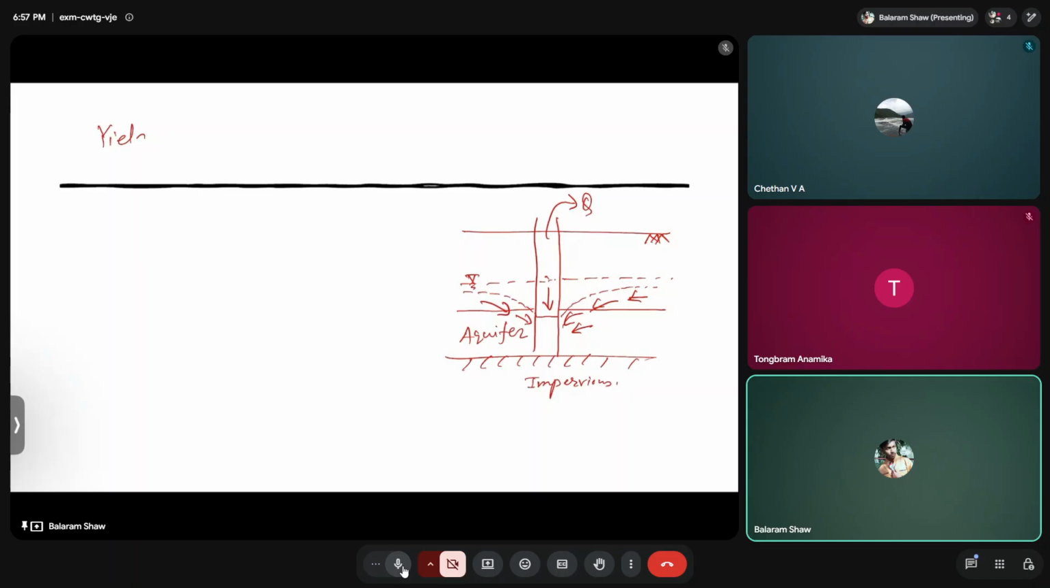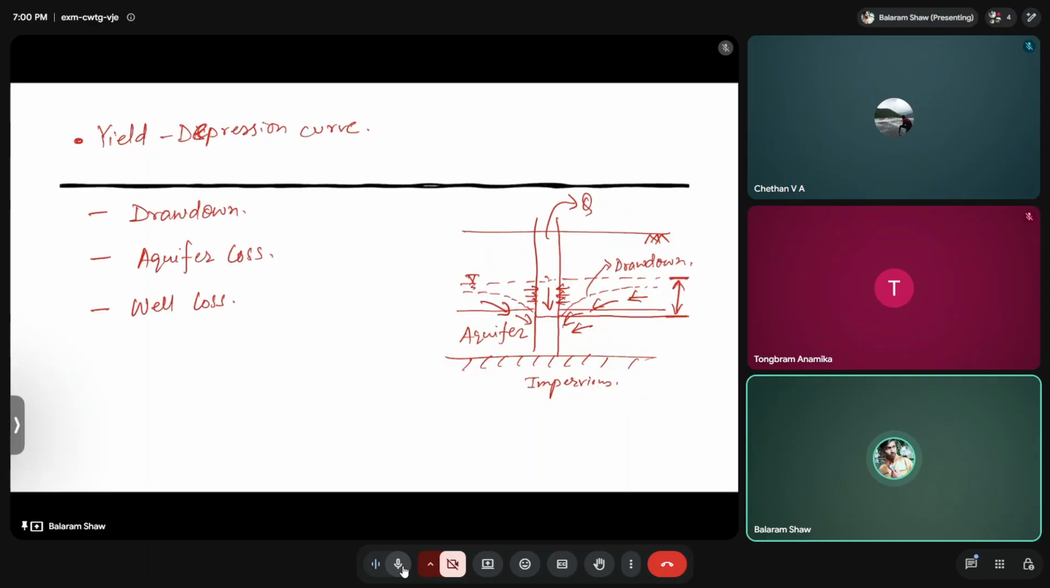So these head losses are important. Why? Because in order to lift the water to the ground surface, the pump must impart some energy to the water, right? We generally use mechanical or electrical energy to pump the water. So we need some energy to pump the water, and hence we should know all these kinds of head losses. If the drawdown is more, then more energy is required, right? Therefore, as I said, it is essential to provide some amount of time so that the well is as efficient as possible.